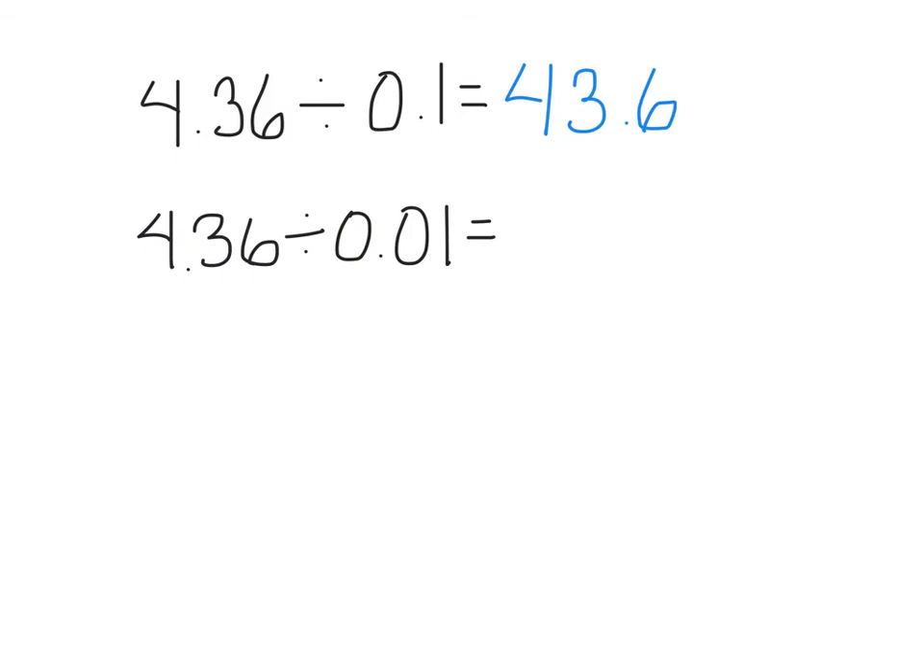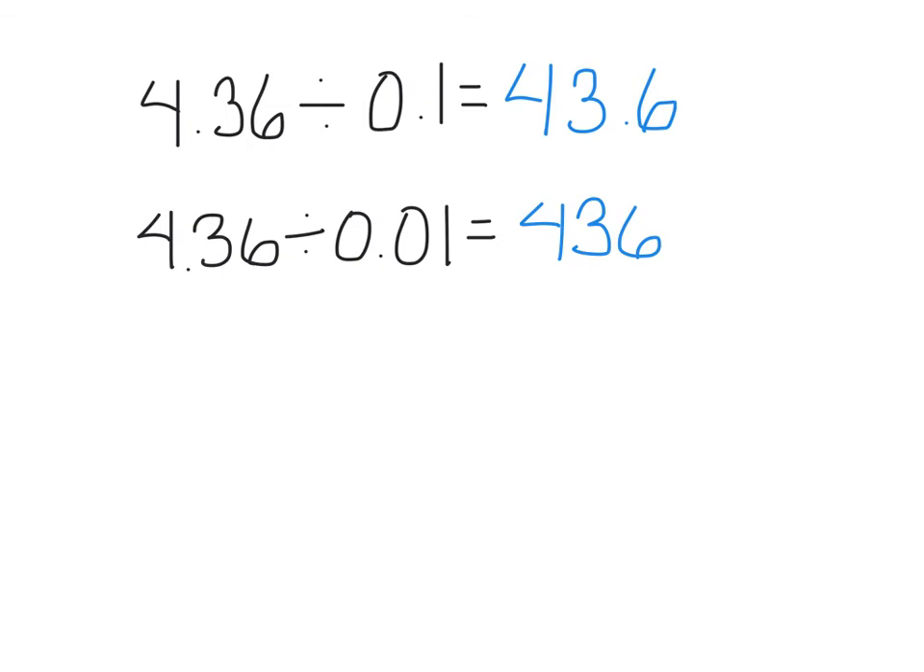The next example is 4.36 divided by 1/100th. So we have 2 numbers after the decimal, so we're going to move our decimal to the right 2 places. 1, 2, so now it will be after the 6. So it'll be 436.